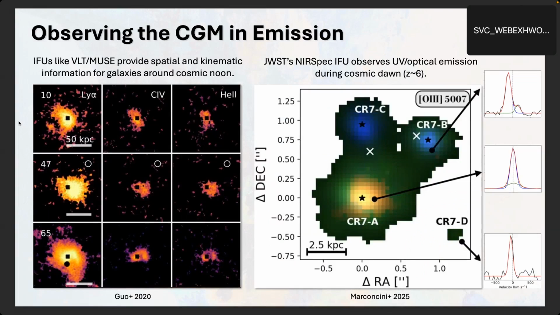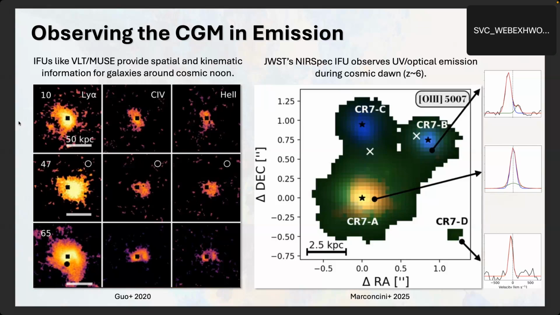There is, on the ground, a handful of IFU instruments. This is VLT MUSE, but Joe Stoff had a really nice overview of the other instruments like KCWI. With the ground-based IFUs, we can observe ionized species in the UV up to about redshift 3, so during cosmic noon. And here are some examples of Lyman alpha, carbon, helium of a couple of galaxies.